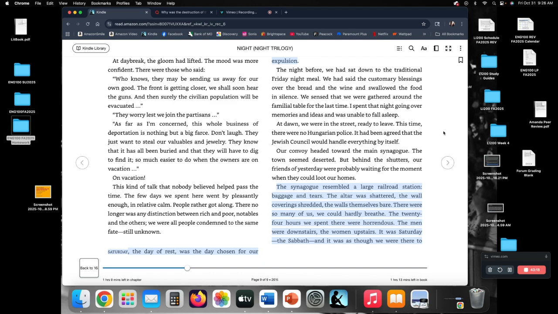The altar was shattered, the wall covering shredded, the walls themselves bare. There were so many of us we could hardly breathe. Now, this imagery right here, or description, altar was shattered, the wall covering shredded, the walls themselves bare. This is significant for the theme of faith.